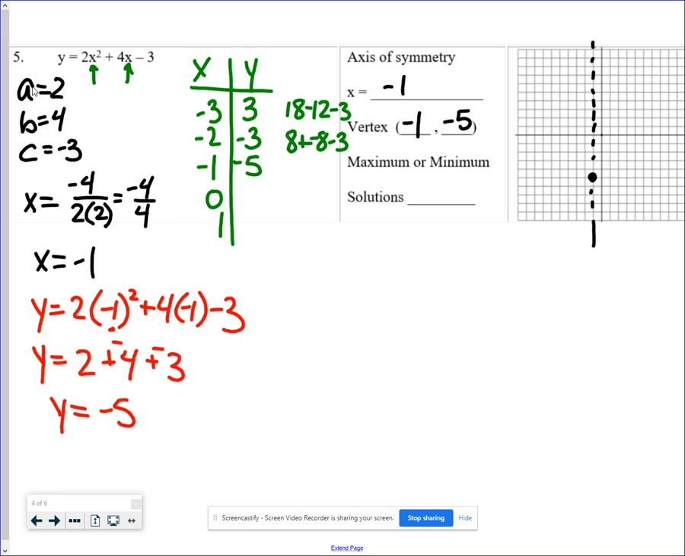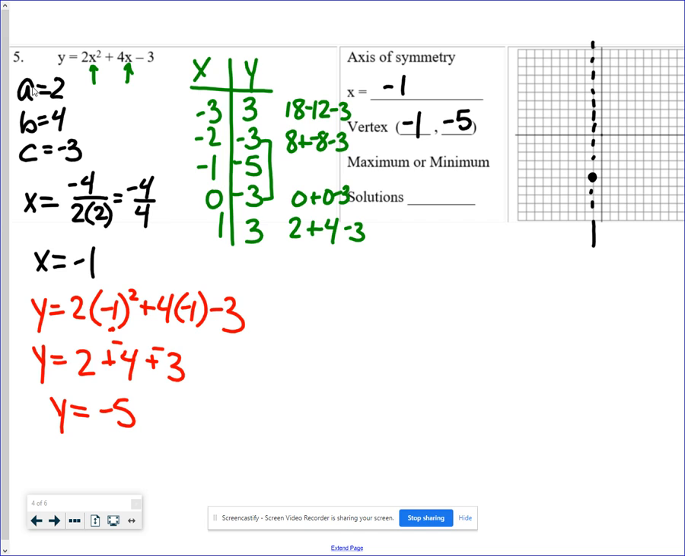When I put in 0, 0 is my favorite thing to substitute. You should know that by now. When I put the 0 in for the x, I'll have 0 plus 0 minus 3 is negative 3. And look, those match, and they should. When I put a 1 in, 1 squared is 1 times 2 is 2. 4 times 1 is 4, so that's 6 so far, minus 3 would be 3.